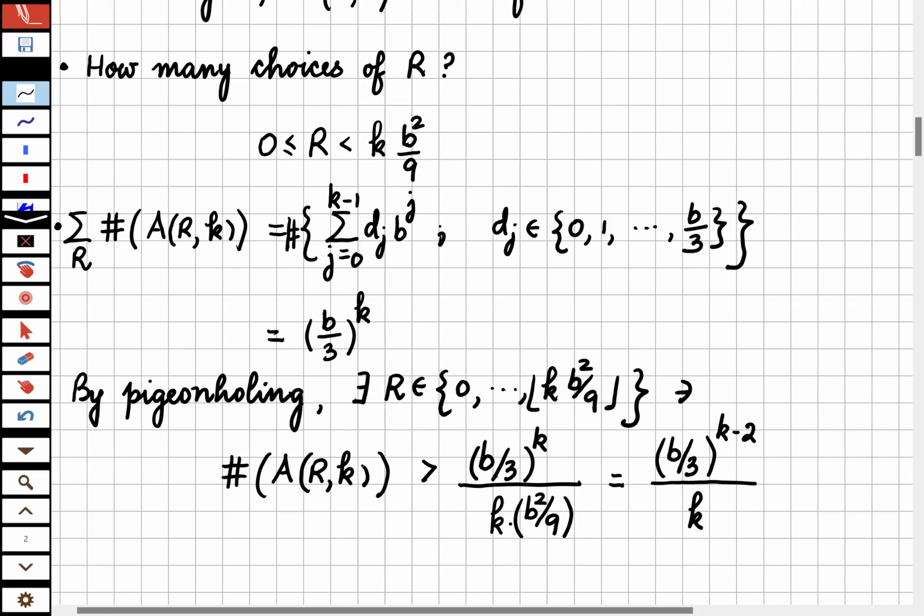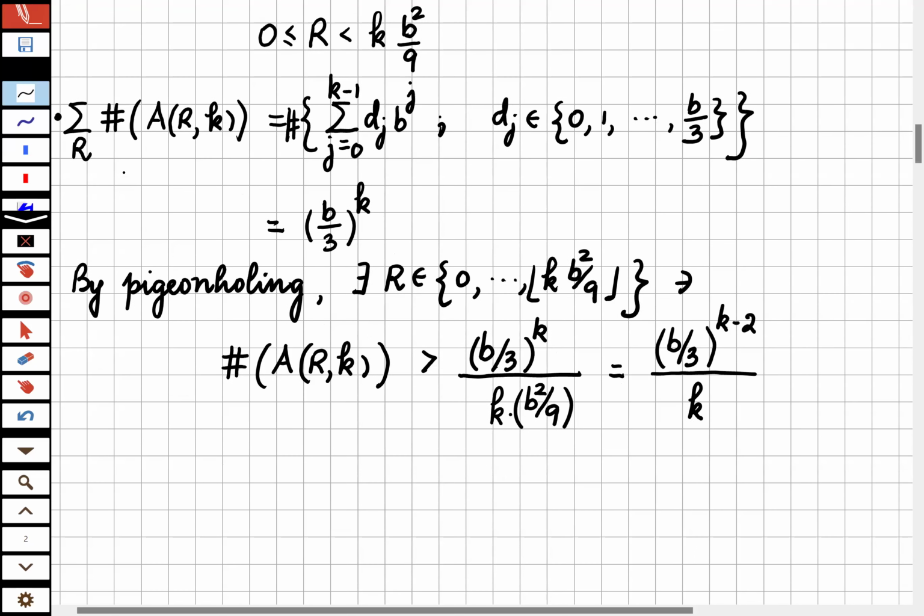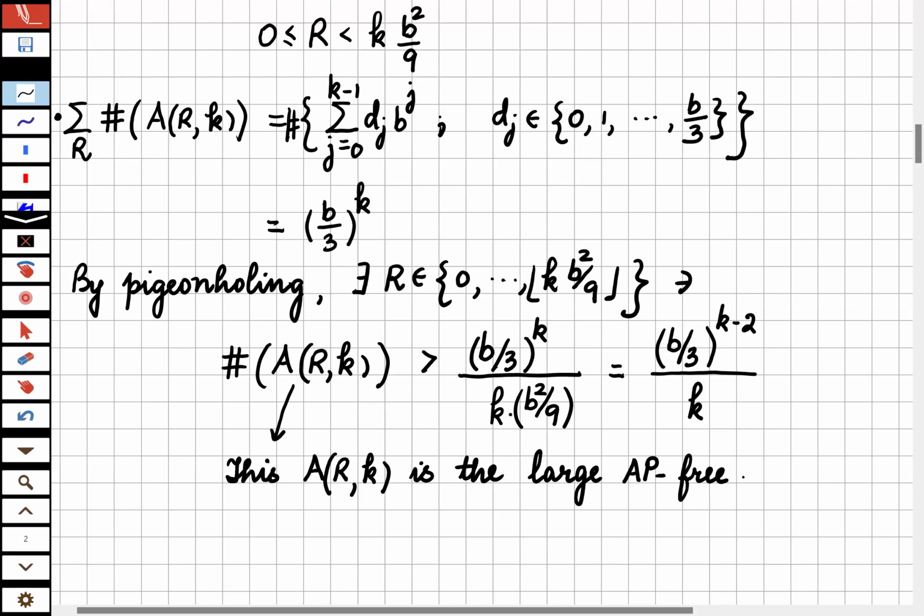Okay. So what have we? This is our set. So this ARK is the set that we are looking at. This ARK is the large AP free set in Z mod n.